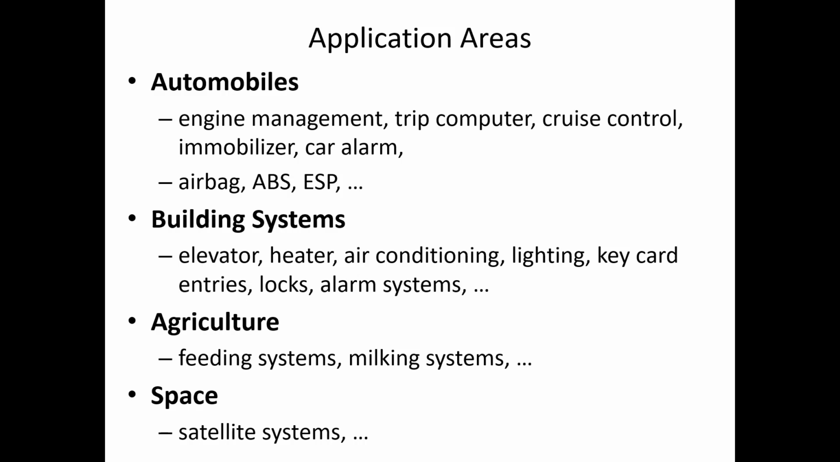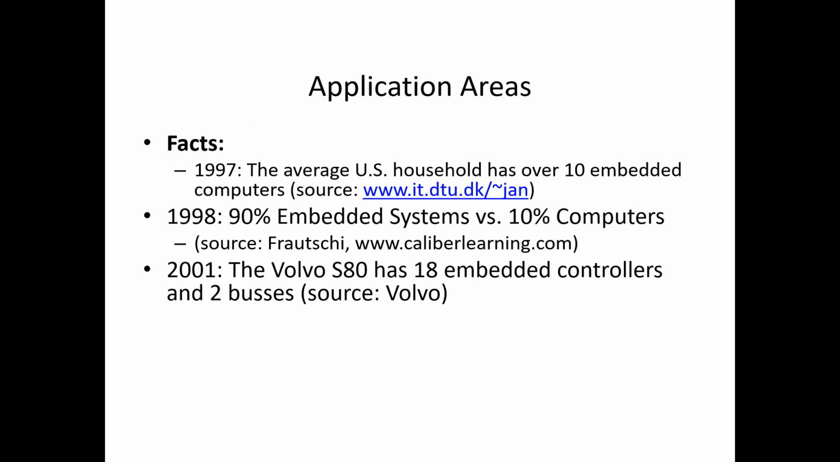And as per the agriculture, we have the following, like the feeding systems that automates the feeding of livestock to ensure proper nutrition. Milking systems that automates the milking process, improving efficiency and hygiene. As per the space, we also have satellite systems that manages various functions of satellites, including communication, navigation, and data collection. Embedded systems are integral to these applications, providing precise control, automation, and enhanced functionality.